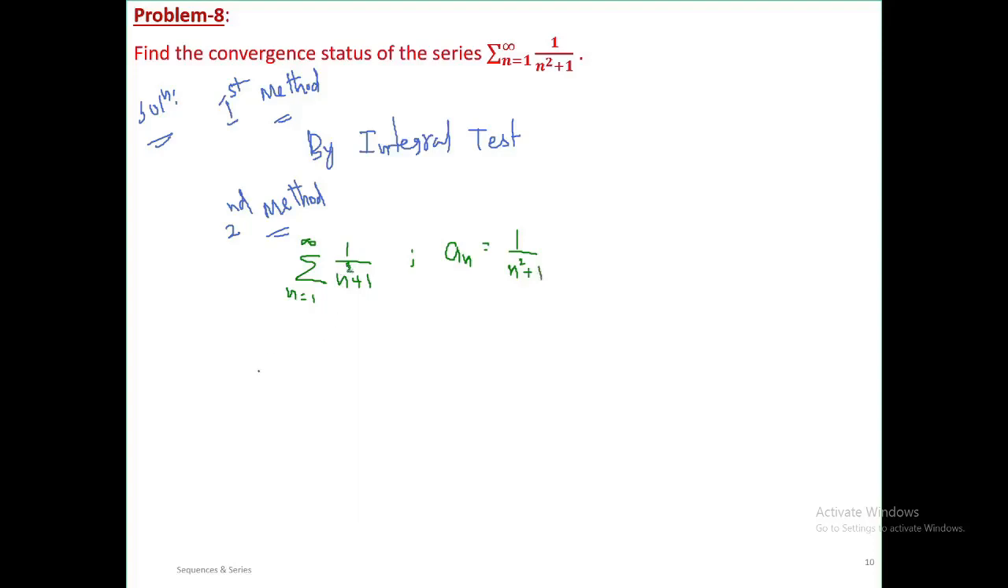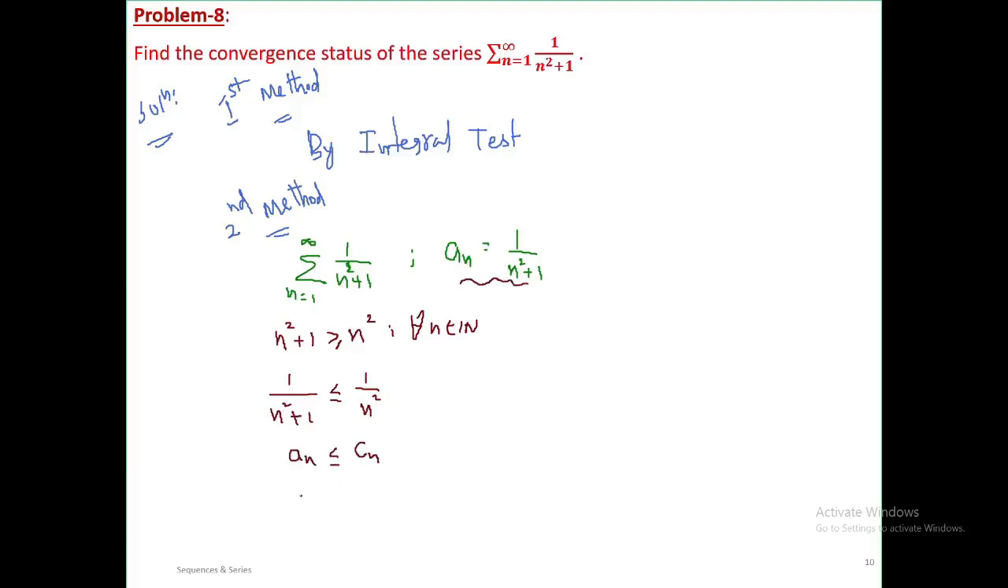So what I'm doing now is establishing a relation. Look, n square plus 1 is always greater than or equal to n square, right? This is always true for all n belonging to the natural number set. Whatever natural number you take, this is always true. Now take the reciprocal. So 1 upon n square plus 1 is always less than or equal to 1 upon n square. Is it? Yes, it is. Indirectly what I got is that this is an, and let's call the other one cn. So an is less than or equal to cn.